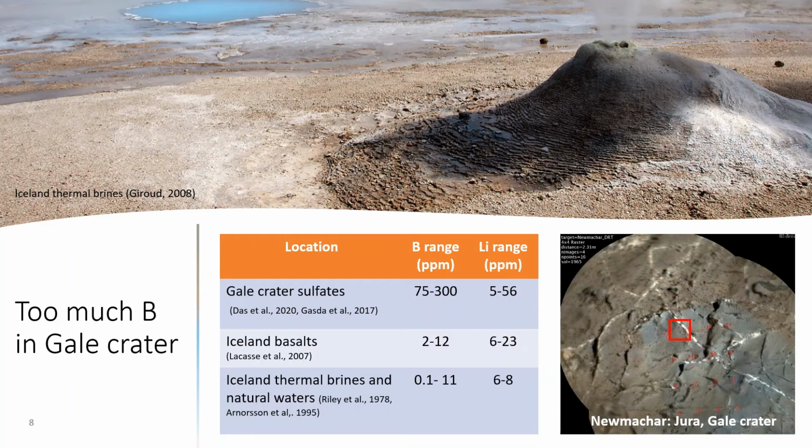So in case of Mars, we can't simply equilibrate water with basalt to form the boron and lithium ranges we observe on Mars. We need an evaporation process, maybe even two or three generations of evaporation. So that is basically what we tried. We tried to model evaporation of a possible Mars fluid composition using the software CHIM-XPT to see what it gives us.